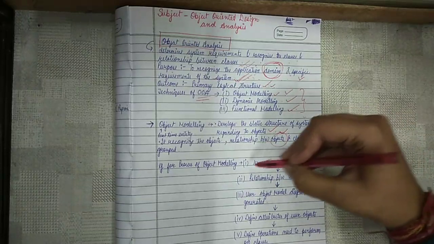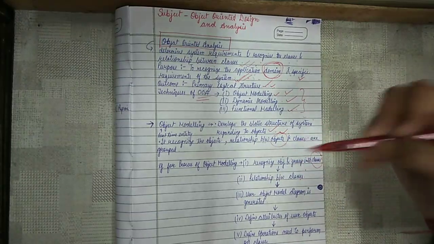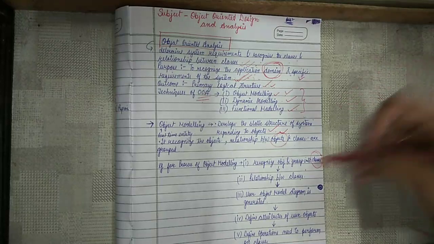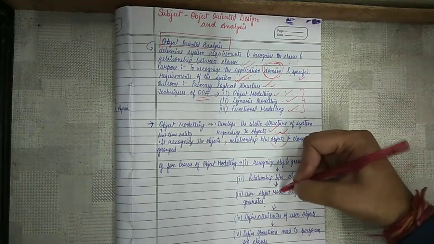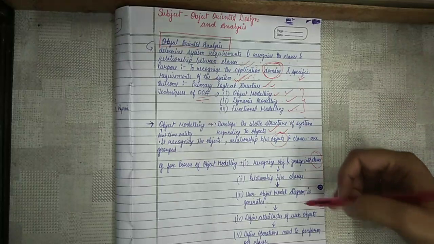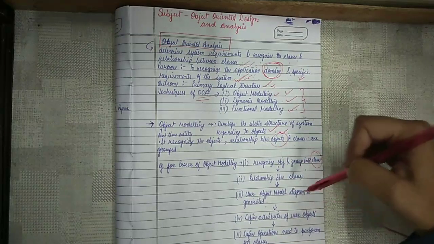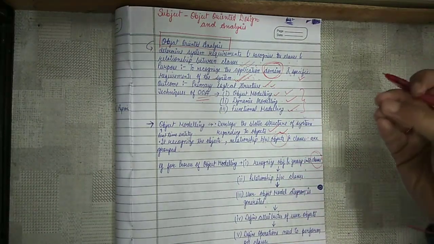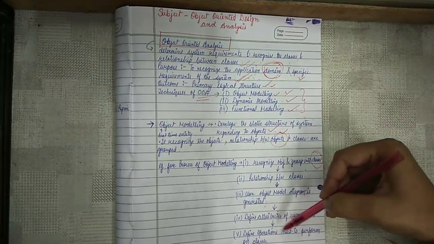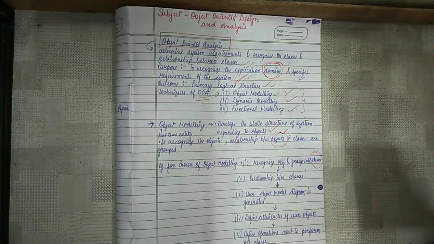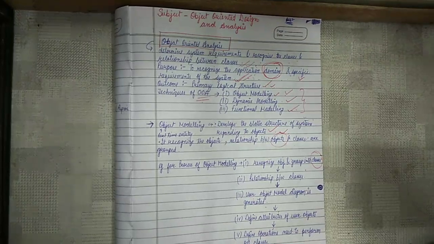We are going to the second step, and the second step in object modeling is relationship between the classes. We will tell the different relationships between the classes. Third step will be that the user object model diagram is generated. We will prepare a diagram of the object model. Then the fourth step is to define the attributes of user objects. We will define different attributes that are needed in the user objects. And then the last step is to define operations to be performed on classes. There will be different classes. We will define the operations we are going to perform on those classes.